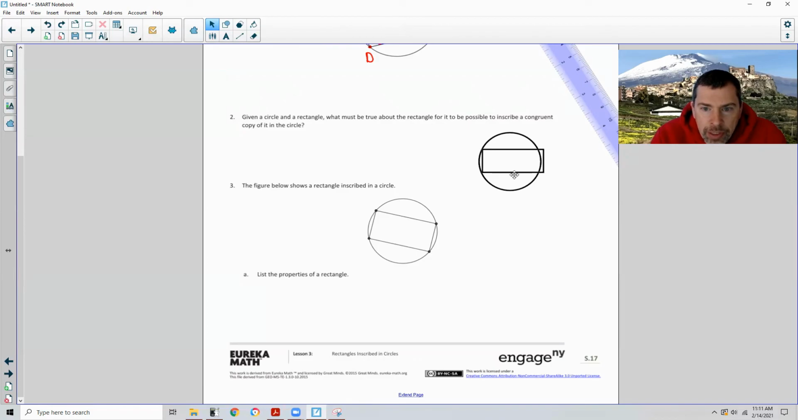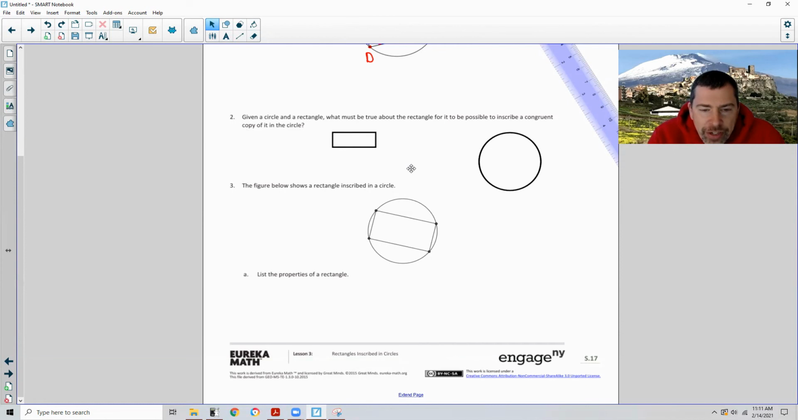So how would I copy that so that it would fit inside the circle? Notice this rectangle is too long. These two endpoints go beyond the circle. And if I made the rectangle smaller, and then I bring it over and line it up, put these two points on the edge of the circle like so, now it's too small. So what this question is saying is, what must be true about the rectangle for it to be possible to inscribe a congruent copy of it in the circle? Okay.